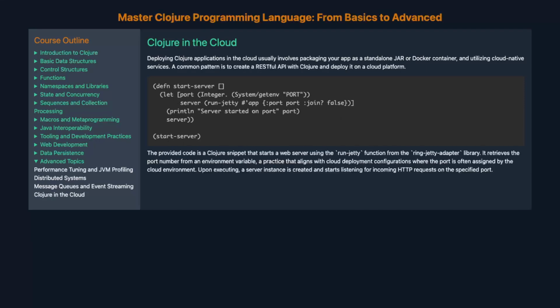Clojure in the cloud. Deploying Clojure applications in the cloud usually involves packaging your app as a standalone jar or Docker container and utilizing cloud-native services. A common pattern is to create a RESTful API with Clojure and deploy it on a cloud platform. The provided code is a Clojure snippet that starts a web server using the run-jetty function from the ring-jetty adapter library. It retrieves the port number from an environment variable, a practice that aligns with cloud deployment configurations where the port is often assigned by the cloud environment. Upon executing, a server instance is created and starts listening for incoming HTTP requests on the specified port.